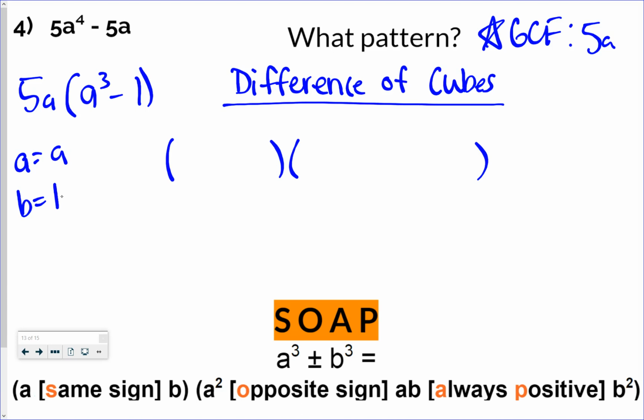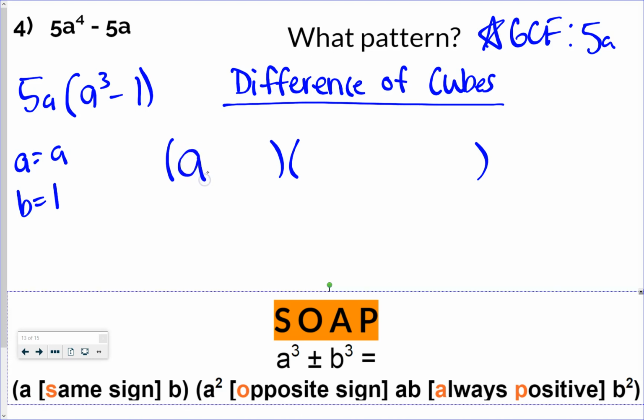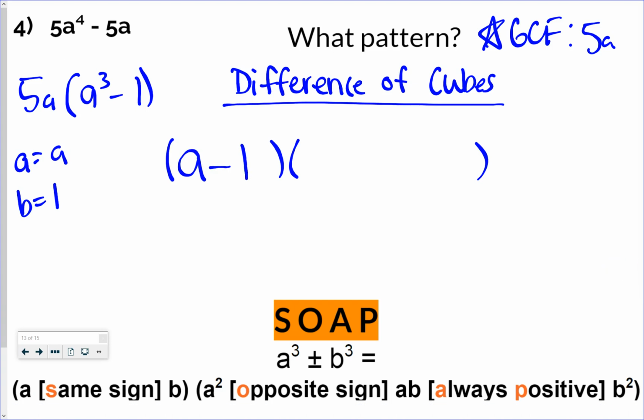All right, so this is where I'm going to stop, and I want you to finish out the formula. So I helped you start it. You're going to finish putting it in its formula state. All right, what's going to go in my first parenthesis? A minus 1. Good. My a value is a. My sign stays the same, so it's minus, and my b value was 1. So far, so good?